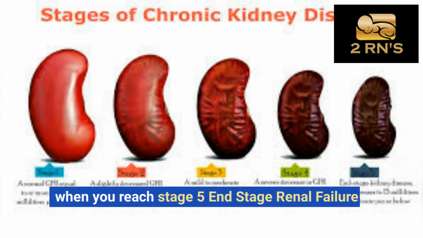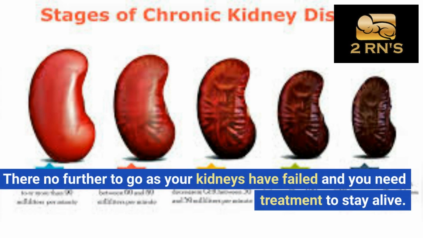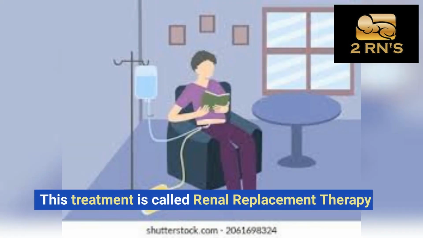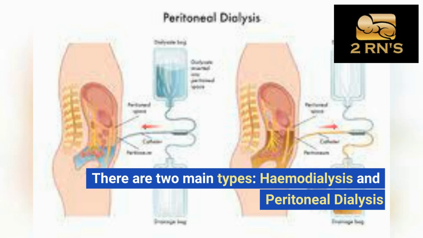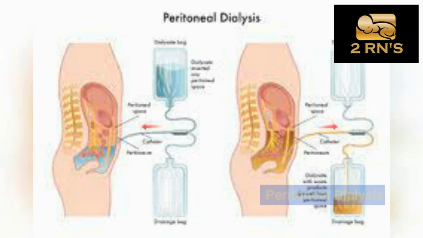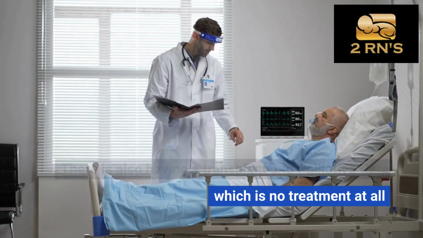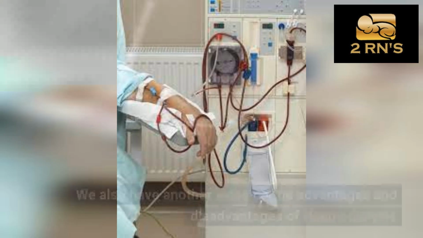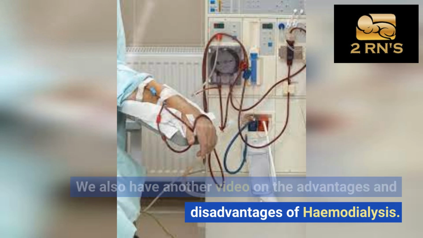When you reach stage 5 end-stage renal failure, there's no further to go, as your kidneys have failed and you need treatment to stay alive. This treatment is called renal replacement therapy. There are two main types, hemodialysis and peritoneal dialysis. There is also having a transplant and palliative care, which is no treatment at all. This video will deal with the advantages and disadvantages of peritoneal dialysis. We also have another video on the advantages and disadvantages of hemodialysis.